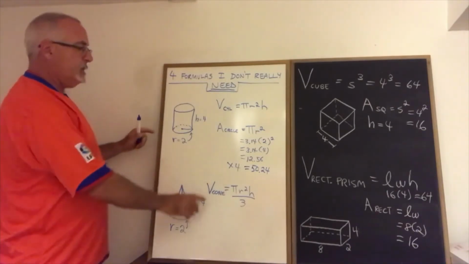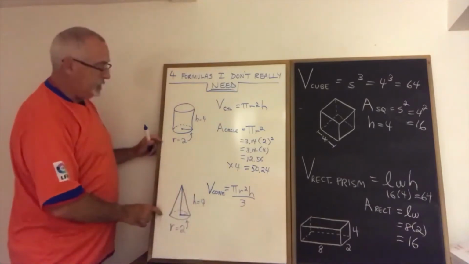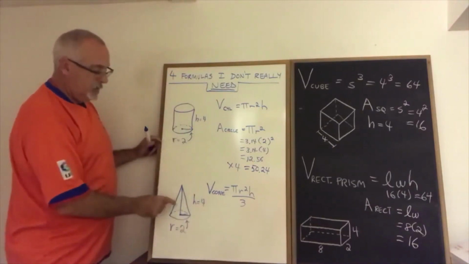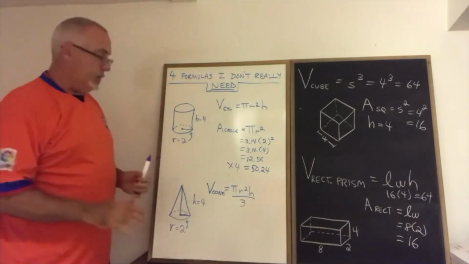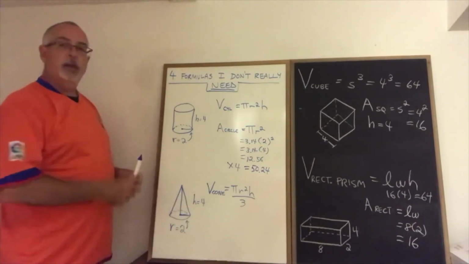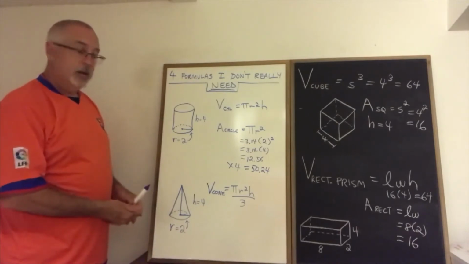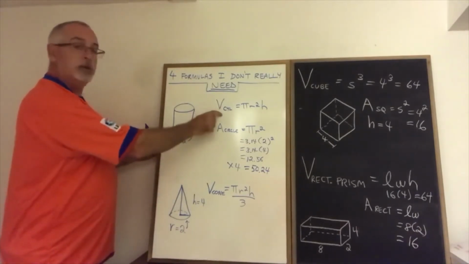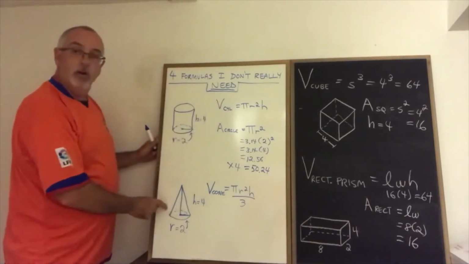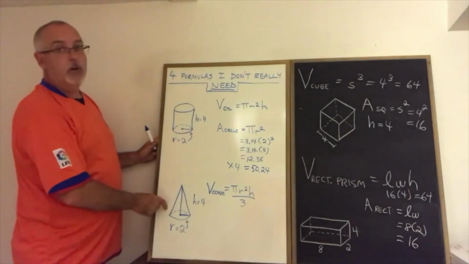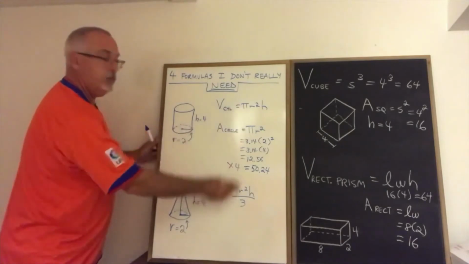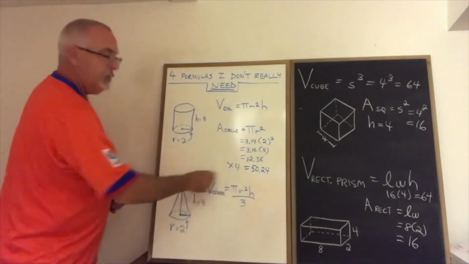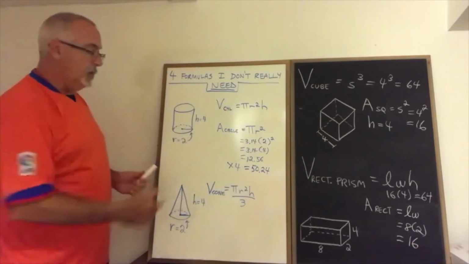The reason that's going to work so well in my examples is because this cylinder and this cone have the same radius and the same height. It is a fact in geometry that for a cone and cylinder that have the same height and radius, the volume of the cylinder will be exactly triple the volume of the cone. Therefore, the volume of the cone will be exactly 1/3 the volume of the cylinder, and that's reflected in the formula. Yet another formula I don't have to memorize, I don't really need.